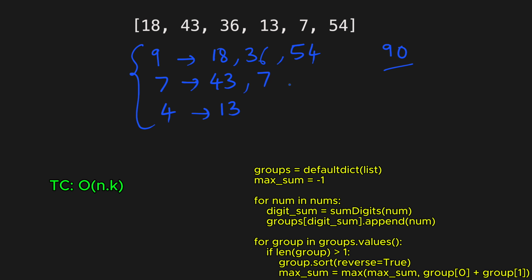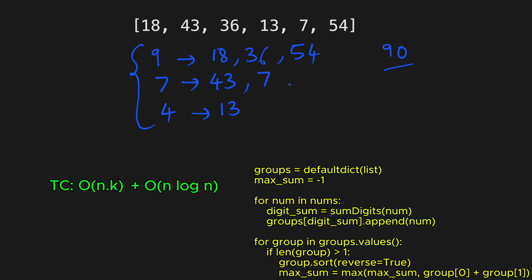resulting in a total cost of n * k. And then for each group, we sort that group, and suppose the group size is m, then the sorting operation will take O(m log m) time, and summing up over all groups, we will get the time complexity close to O(n log n), since the total number of elements across all the groups is n, and hence our time complexity will be O(n * k + n log n).